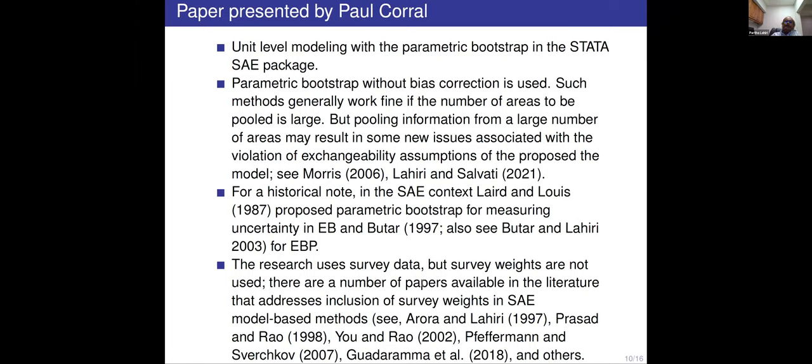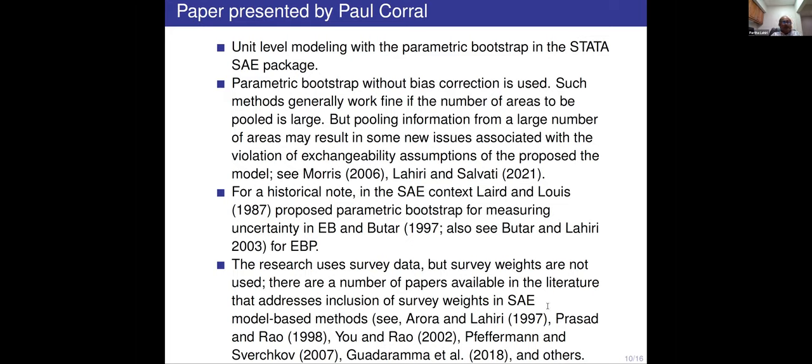Now, as a historical note, the parametric bootstrap was first proposed in the SAE context by a paper by Laird and Louis, a very nice paper, mimicking basically hierarchical Bayesian calculation. And in the empirical best prediction context, it was first developed by my student, Butar, in his 1997 dissertation, and later we published a paper in 2003.